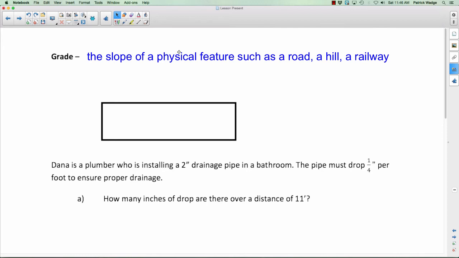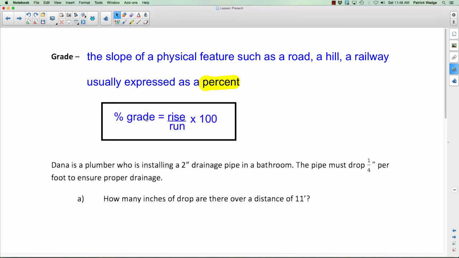But with grade, you're usually talking about a physical feature such as a road, a hill, a railway, something like that. Now, there is one unique thing about grade. It's often, not always, but it's usually expressed as a percent. So I'm going to give you a little formula here for how you can get your grade. All you do to get your percent grade is you get your slope, your rise over run, turn it into a decimal by dividing, and then just multiply by 100. That's it. Okay? Let's try a couple questions.